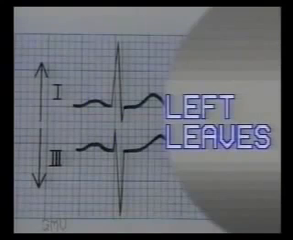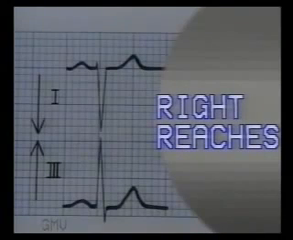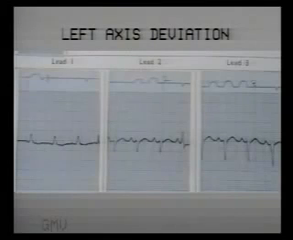Imagine lead 1 above and lead 3 below. The QRS complexes seem to leave one another in left axis deviation, that is left leaves, and QRS complexes seem to reach each other in right axis deviation, that is right reaches. This ECG shows left axis deviation. Left axis deviation is seen in left ventricular hypertrophy, left bundle branch block, and inferior wall infarct.